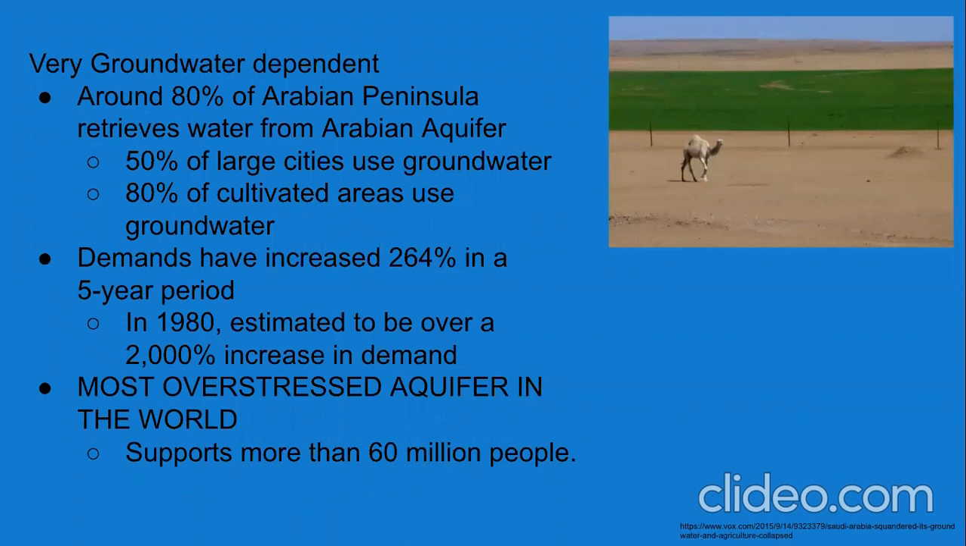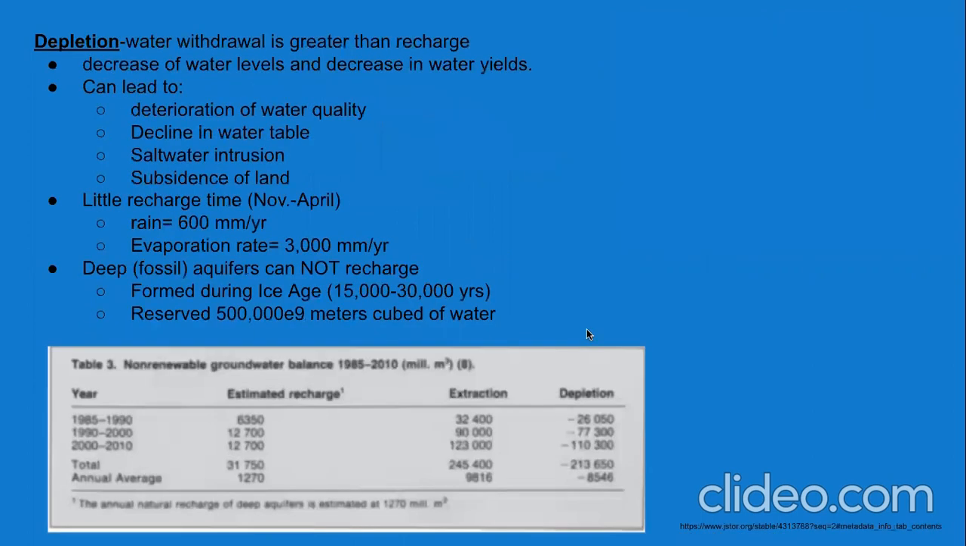80% of the Arabian Peninsula retrieves their water from the Arabian Aquifer, and 50% of large cities use the groundwater from the Arabian Aquifer, as well as 80% of cultivated areas use this water to irrigate their crops. And from 1980 to 1985, within a 5-year period, they saw an increase of 264% in demand for water. And in that 1980 study, by 2010, it was estimated that there would be a 2,000% increase. With these numbers, it shows that the Arabian Aquifer is the most overstressed aquifer in the world. It supports more than 60 million people.